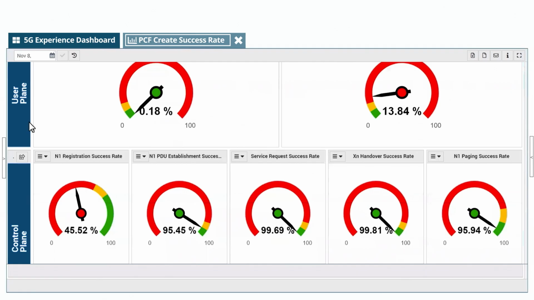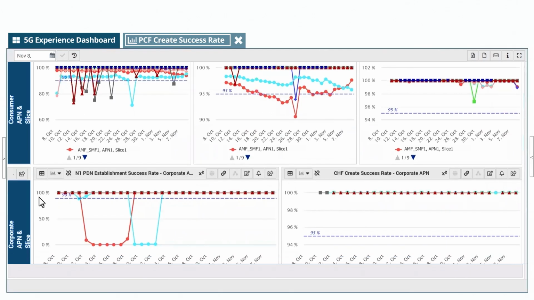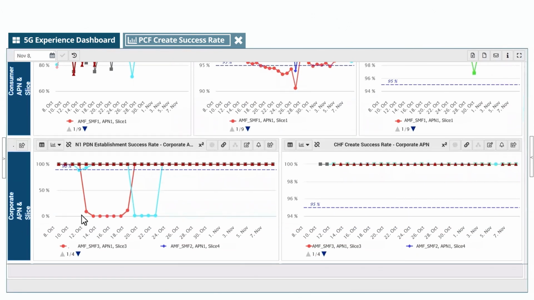Let me start by checking key user plane and control plane key performance indicators, KPIs, to monitor the entire network's 5G service performance. I start by checking the user and control plane KPIs for the entire network. I can focus on specific 5G network slices, or monitor all the 5G network slices.